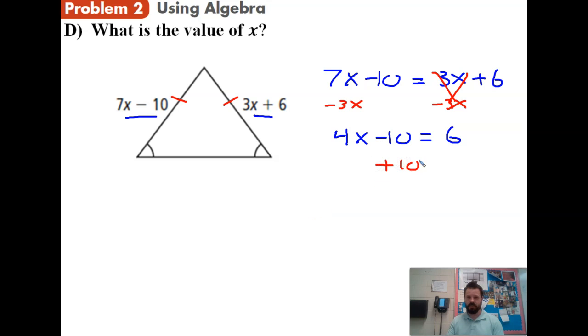Then I'm going to add 10 to both sides. That'll give me a 4x equals 16. And finally divide both sides by 4. And we end up with x equals 4 for this one.